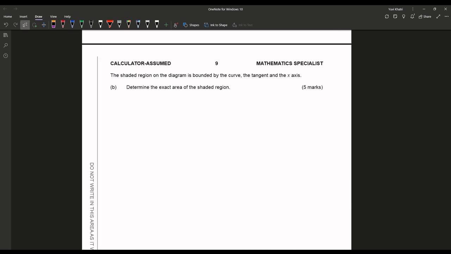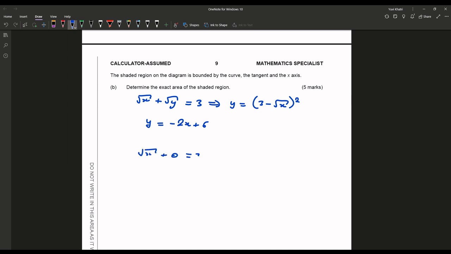So now the equation of the curve is root x plus root y equals 3. The equation of the line is y equals negative 2x plus 6. Let's rearrange this to make it y equals 3 take root x, all squared. Now we need the x-intercept of the curve, so that's when y equals 0. So we've got root x plus 0 equals 3, so we get x equals 9. So we've got our point A, which is (9, 0).